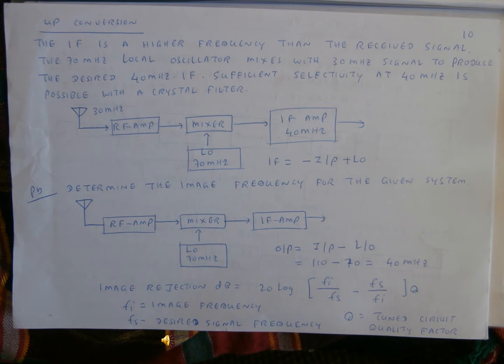Image rejection in dB is equal to 20 log of (Fi divided by Fs minus Fs divided by Fi) multiplied by Q. In this case, Fi is the image frequency, Fs is the desired signal frequency, and Q is the tuned circuit quality factor. This is the way we also calculate the image frequency rejection in decibels.